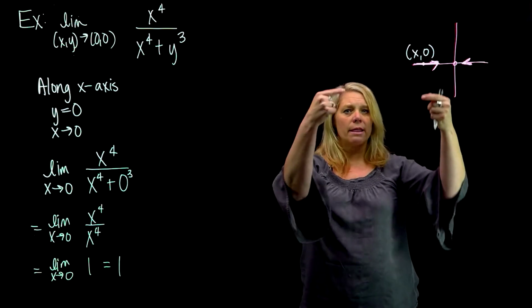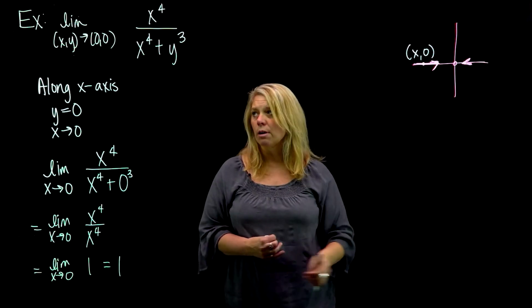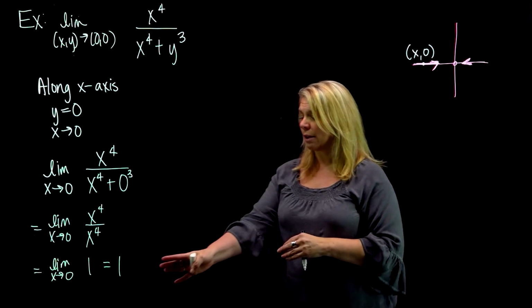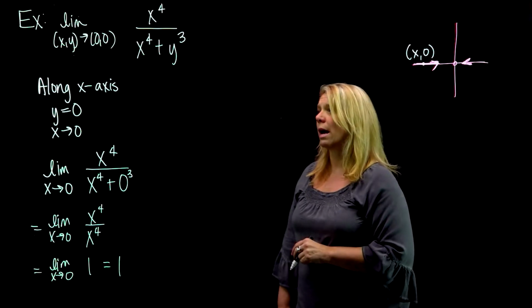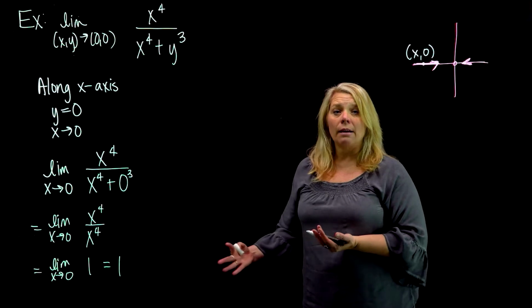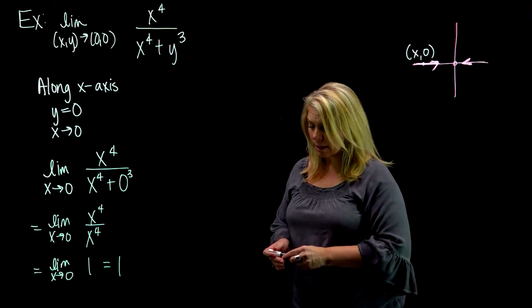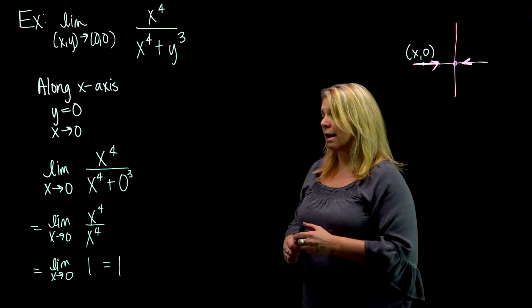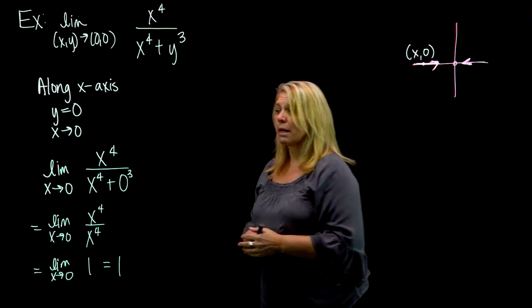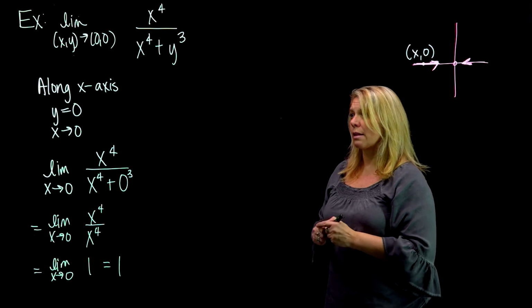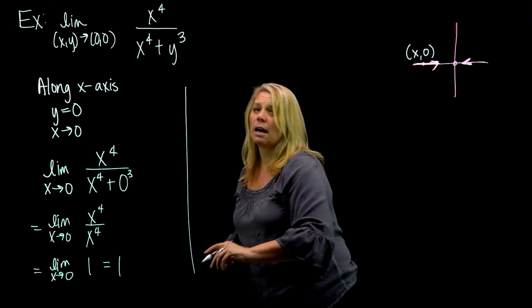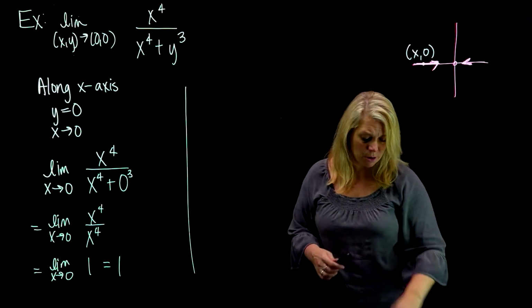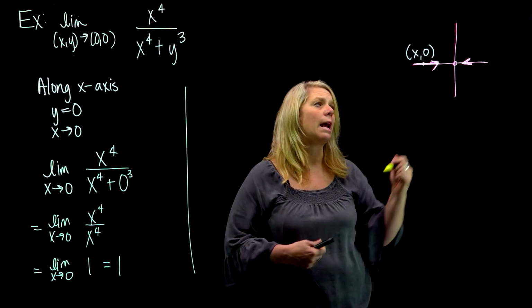So along this path of approach, if we look back at the computer graph, we would expect to see z values that are getting closer and closer to 1. Again, having looked at the graph, I know that this limit appears to not exist, so it's just a matter of showing that. So here I've got a limit, what happens when I'm approaching along the x-axis, and then kind of the next easiest path of approach to think about is maybe the y-axis.